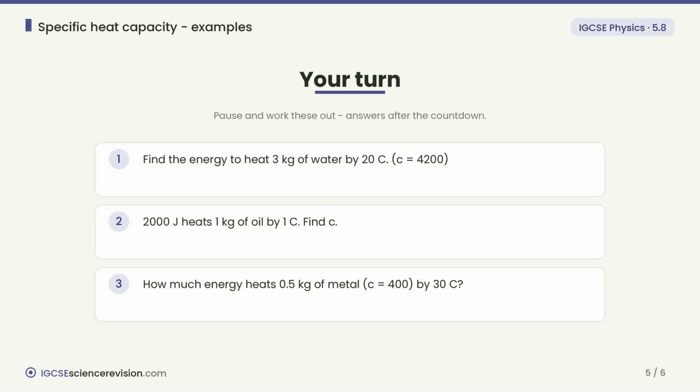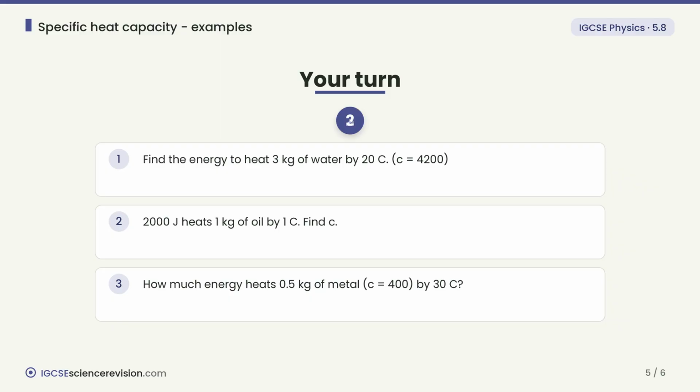Now it's your turn. Try these practice questions. Question 1. Find the energy to heat 3 kilos of water by 20 C. C to water is 4,200. Question 2. 2,000 J heats 1 kilo of oil by 1 C. Find c. Question 3. How much energy heats 0.5 kilos of metal, c equals 400, by 30 C. Pause the video, work them out on paper, then play on to check your answers.